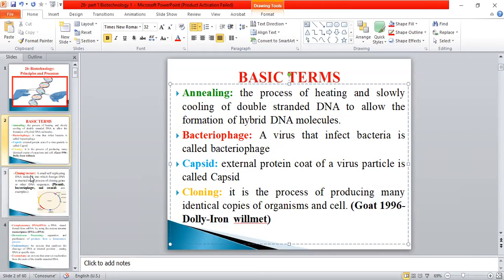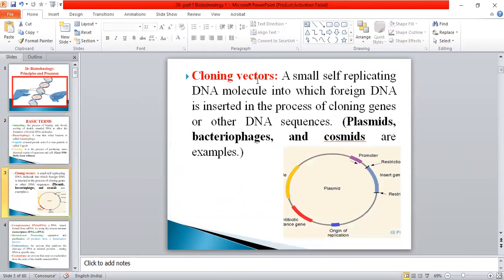The next one is cloning vectors. Cloning vectors are small self-replicating DNA molecules into which foreign DNA is inserted in the process of cloning genes or other DNA sequences. Plasmid, bacteriophage, and cosmid are examples. This is the structure of the plasmids.